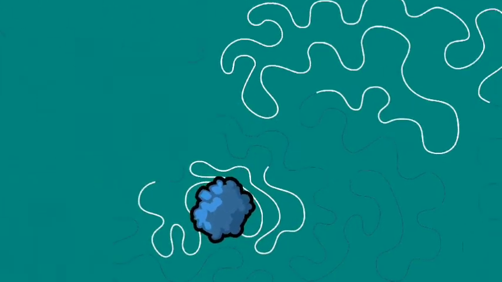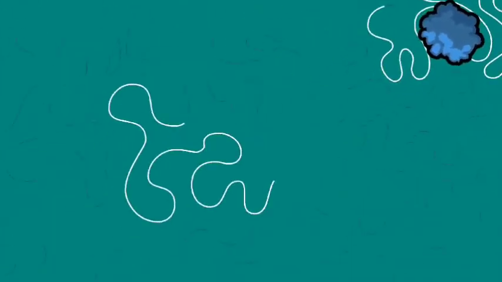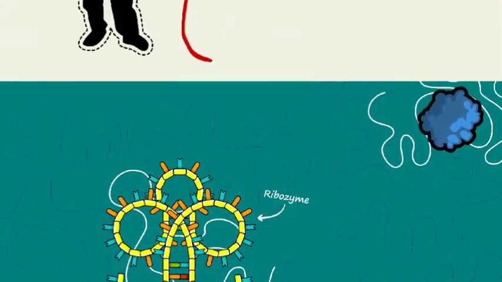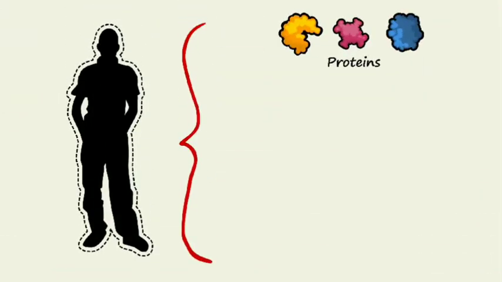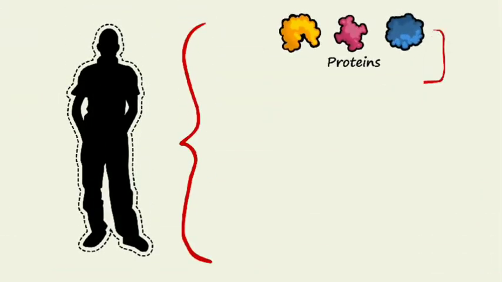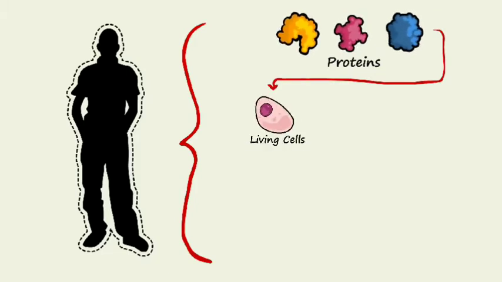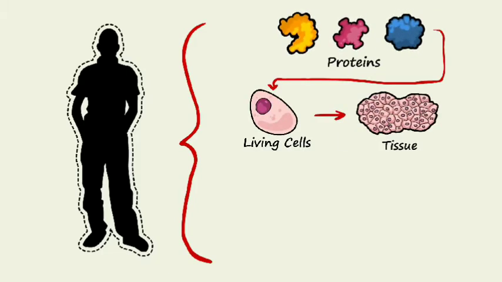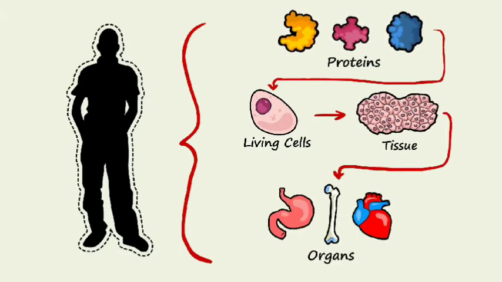What does a gene code for? Usually a protein or a group of proteins, though there are a few exceptions. In multicelled creatures like ourselves, proteins, which are coded for by genes, interact with other proteins and molecules to make up living cells. Cells make up tissues, tissues make up organs, and organs ultimately make up entire living creatures.